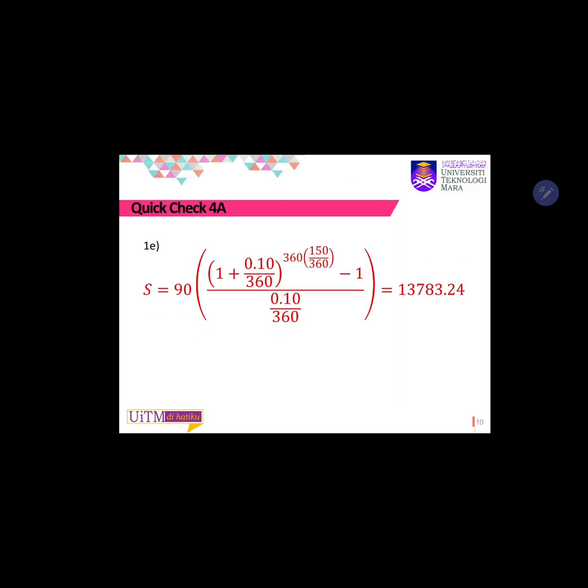Okay, so here another example for quick check for A. So if you have your textbook, you may look at example quick check for A, page 82. Okay, now number 1E.